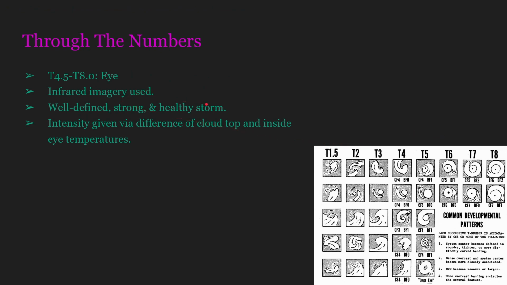The intensity for the eye pattern is given via the difference of the cloud tops and the inside eye temperature. Inside eye temperatures usually range from, I'd say, around mid 70s maybe, all the way to 90s in Fahrenheit. And your cloud tops are going to be well into the negatives. And from that difference, you're going to do some calculations. Those calculations are then going to give you the relative intensity, or at least a pretty accurate guess at the intensity of the storm.